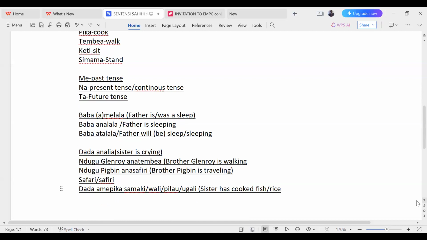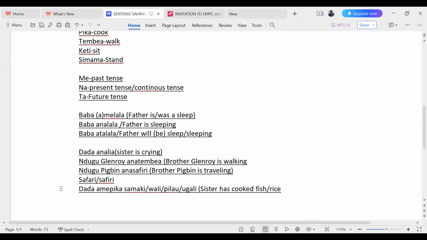Yeah, pilau was good. You remember pilau, sister? Yeah, it's the rice and meat. Yes, rice and meat. We call it pilau. And samaki is the fish. Fish, samaki. Yeah, samaki. Okay.